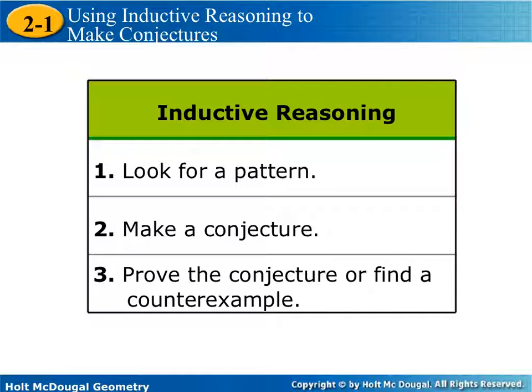So inductive reasoning, step 1 would be to look for a pattern. That's what we did on the first couple slides. Step 2 would be to make a conjecture. And then step 3 would be to prove the conjecture. So when we prove a conjecture, we prove it to be true, or find a counterexample, which just proves it to be false.